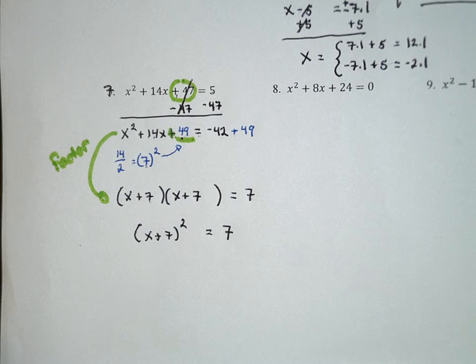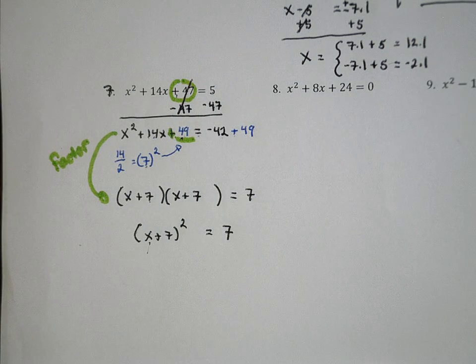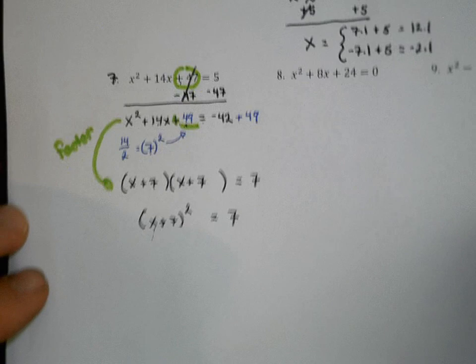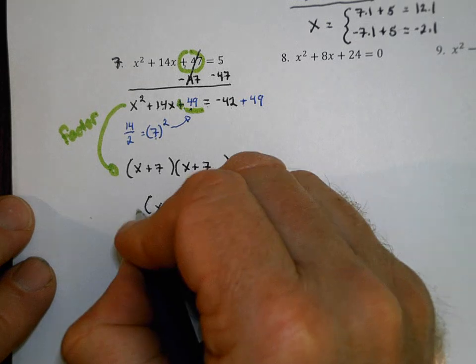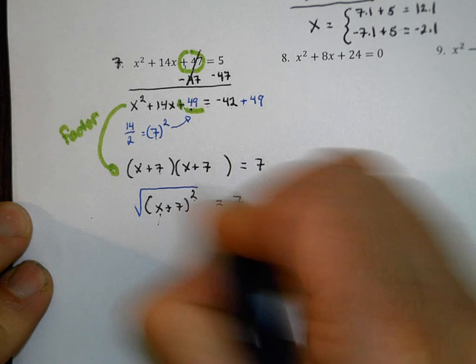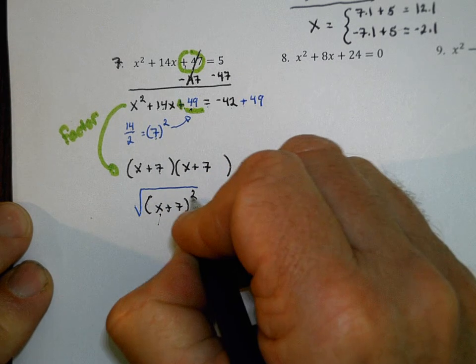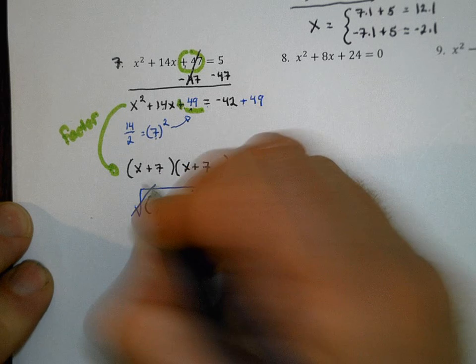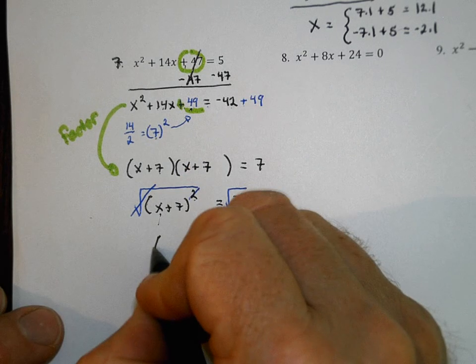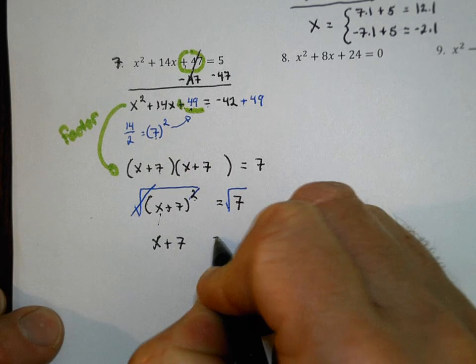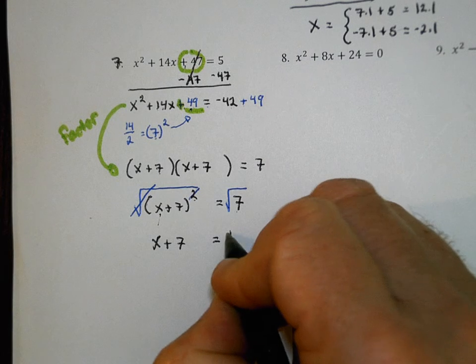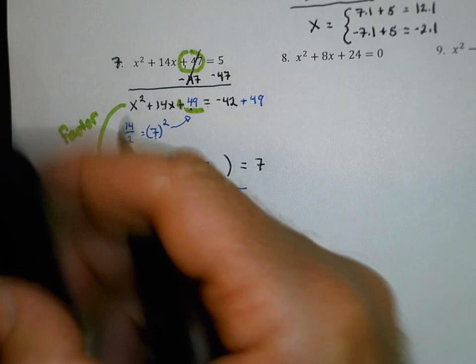And now I'm going to solve for x by isolating the x. So I'm going to get rid of this power of 2 by square rooting both sides of the equation. That power of 2 would cancel out the square root, and I would get x plus 7 is equal to plus or minus whatever the square root of 7 is.